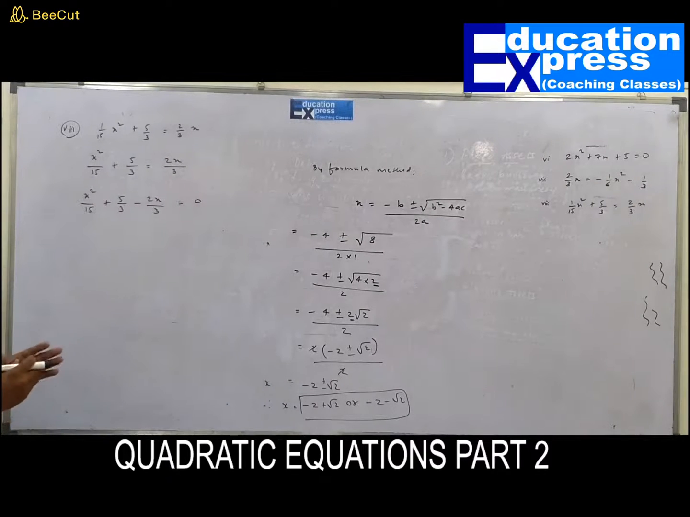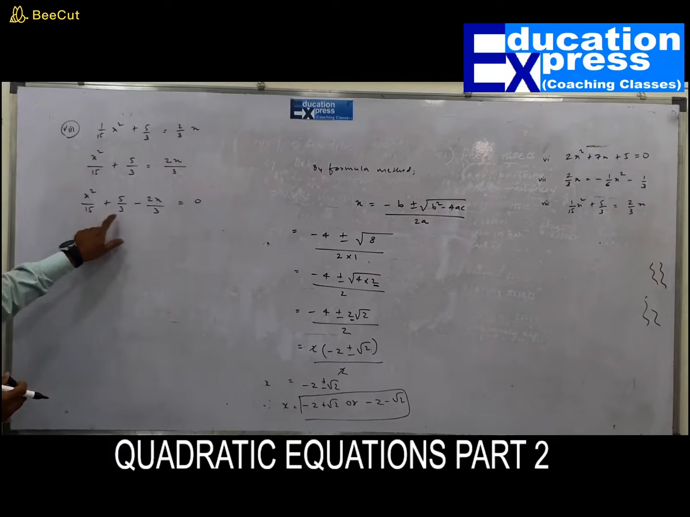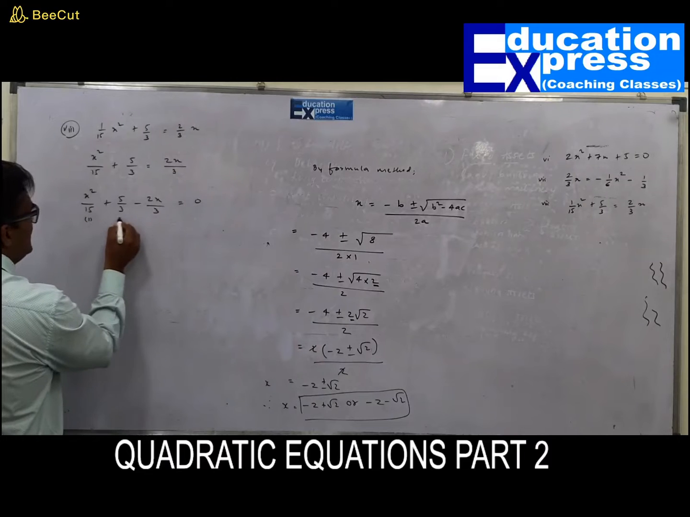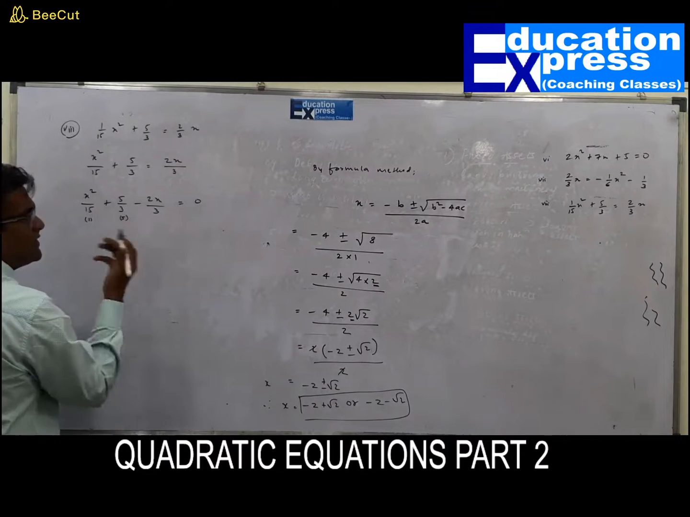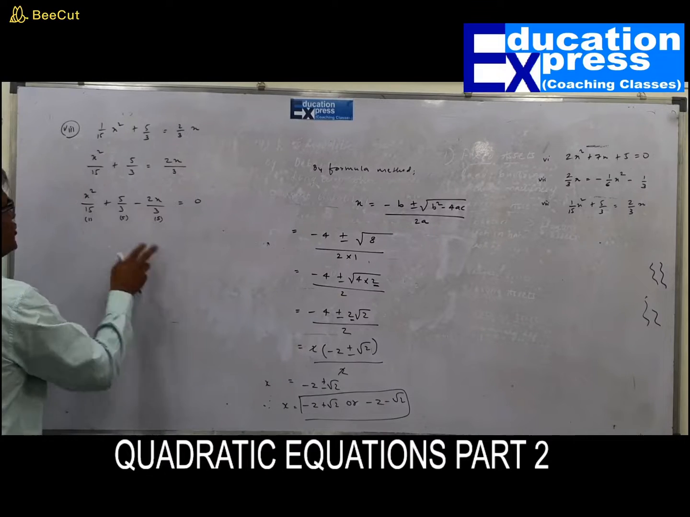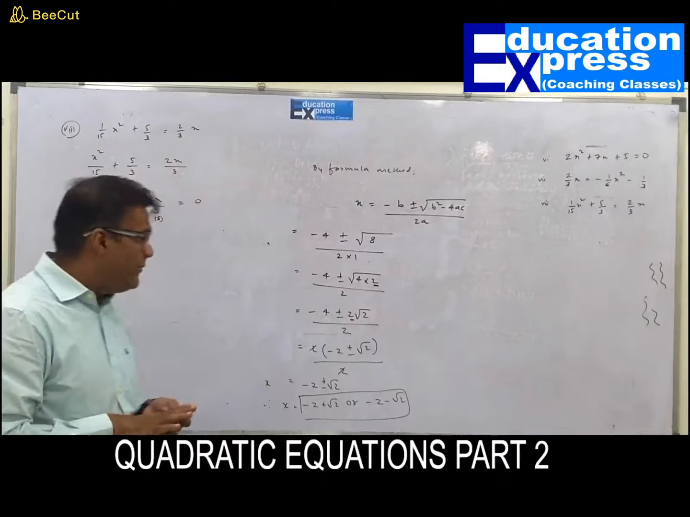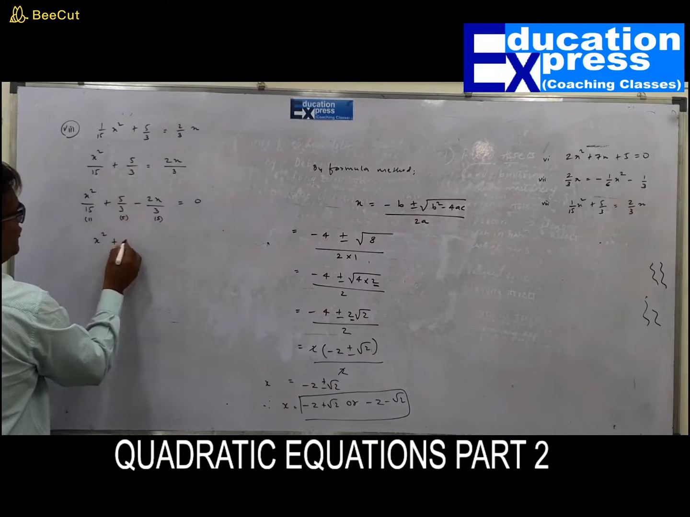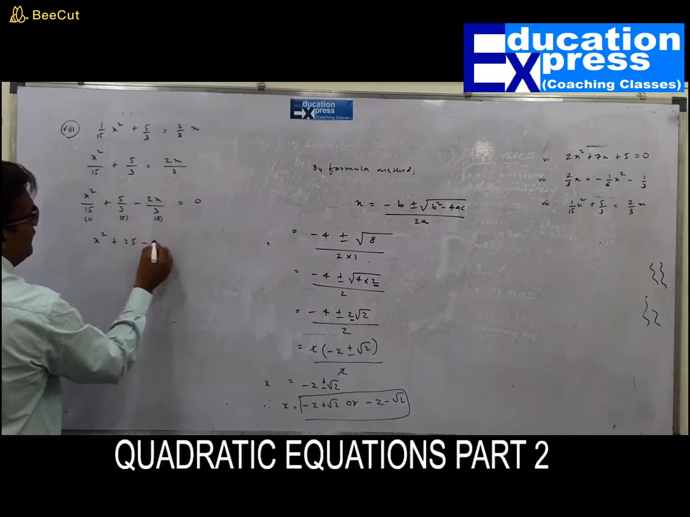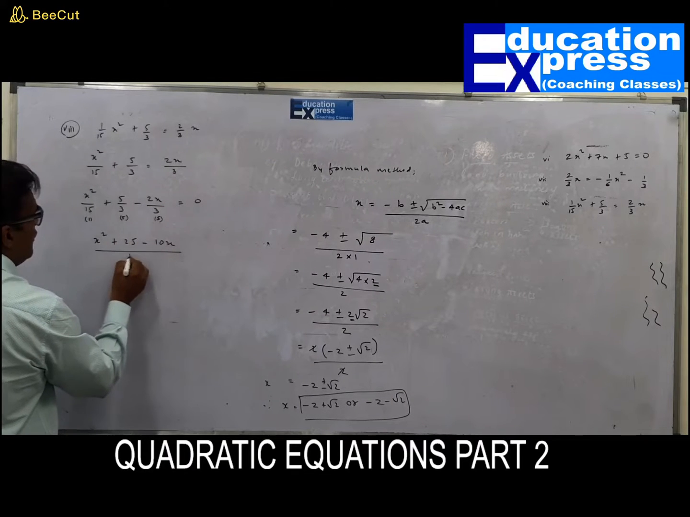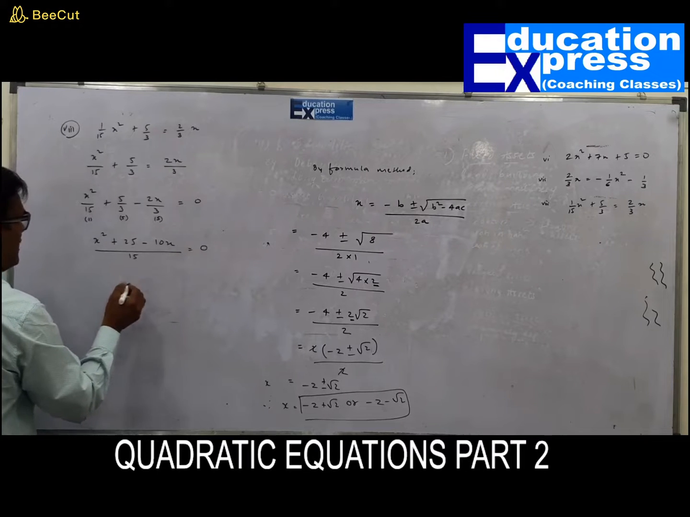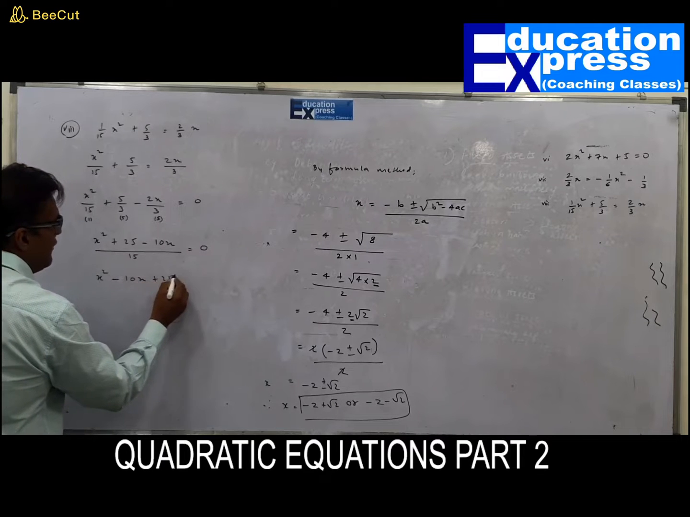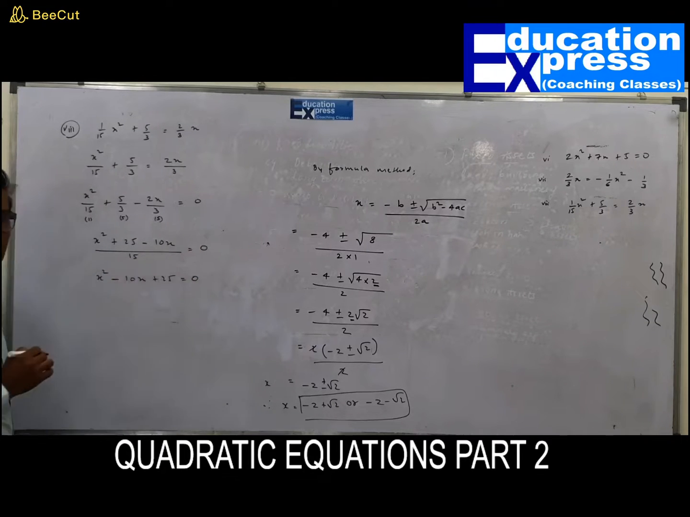Tell me what would be the LCM of 15 and 3. The LCM of 15 and 3 would be 15. 15 ones are 15, 5 threes are 15, again 3 fives are 15. So the LCM is 15, which is appropriately adjusted. Next, x square into 1, x square. 5 into 5, 25. 2x into 5, 10x. The whole upon 15 equals 0. So now, x square minus 10x plus 25 equals 15 into 0, that is 0.